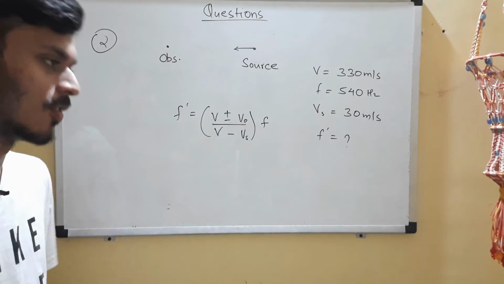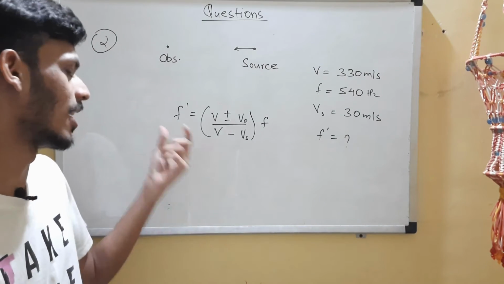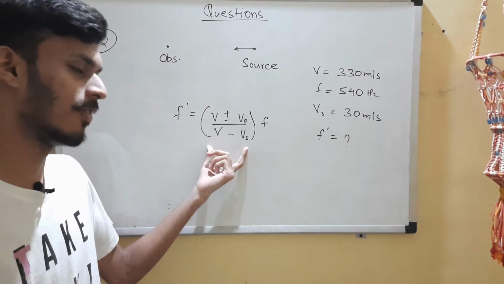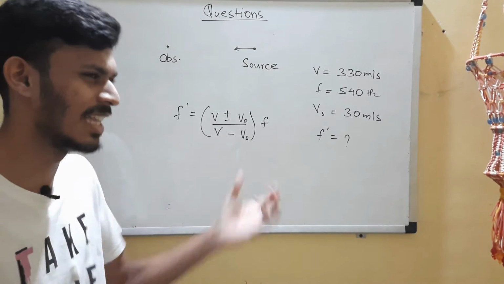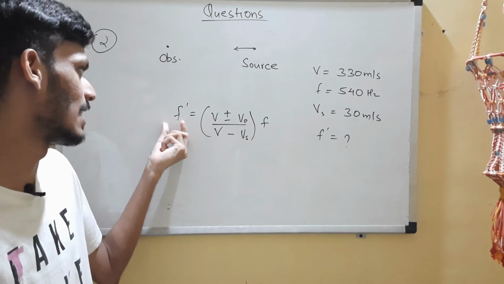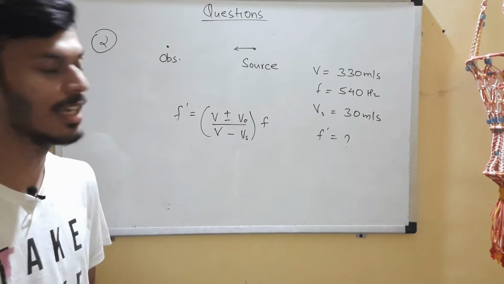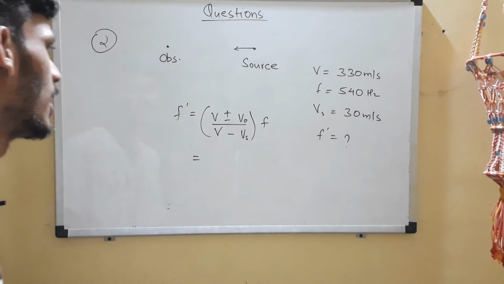Since the source is moving towards the observer, it is trying to increase the frequency f dash, right? So it will do so by decreasing the denominator. So V minus Vs, you decrease the denominator, the fraction increases, right? F dash will automatically increase, okay? So that's why there's a minus sign over here. Okay, so let's solve it.